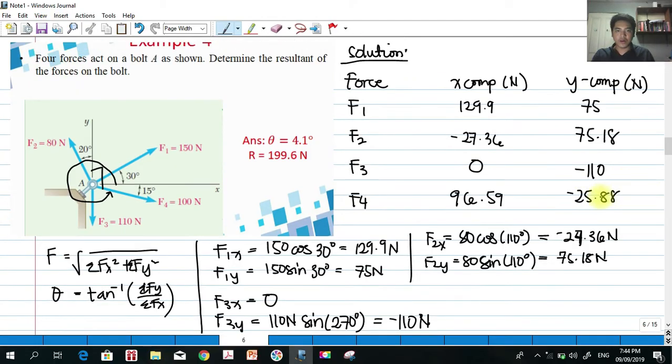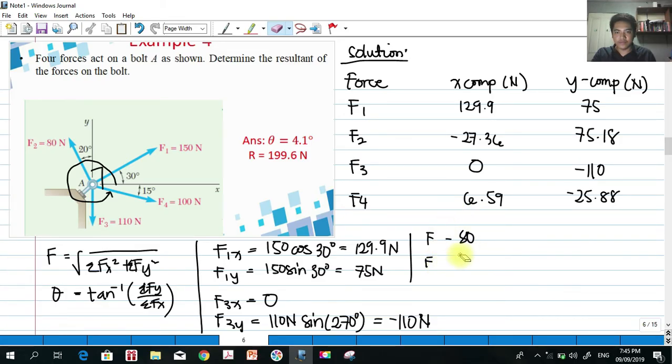Can I erase this for a while? I took a picture or snapshot of this so that I can add this. Okay, I'll try.